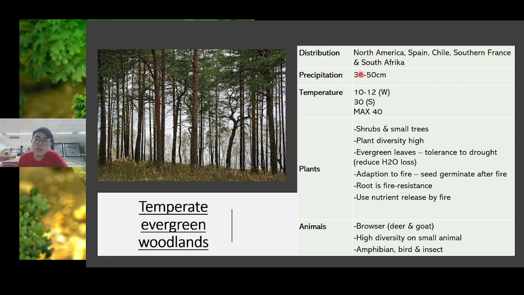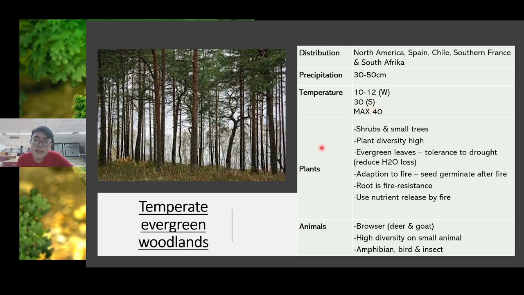The precipitation is around 30 to 50 cm per year. And for the temperature, since they are in America and European countries, there are winter and summer. The winter is normally 10 to 12 degrees Celsius, but the summer goes up to 30 degrees Celsius, and the maximum temperature is 40 degrees Celsius. So actually it's very high.